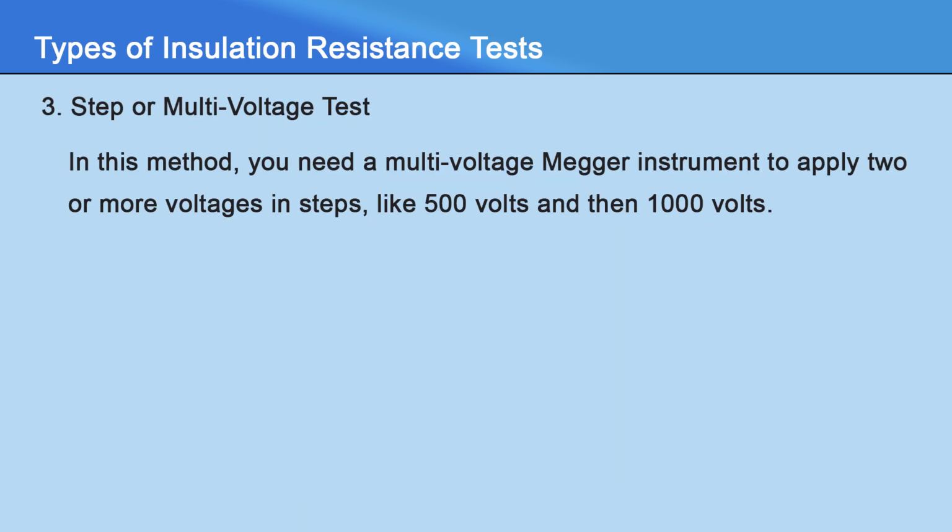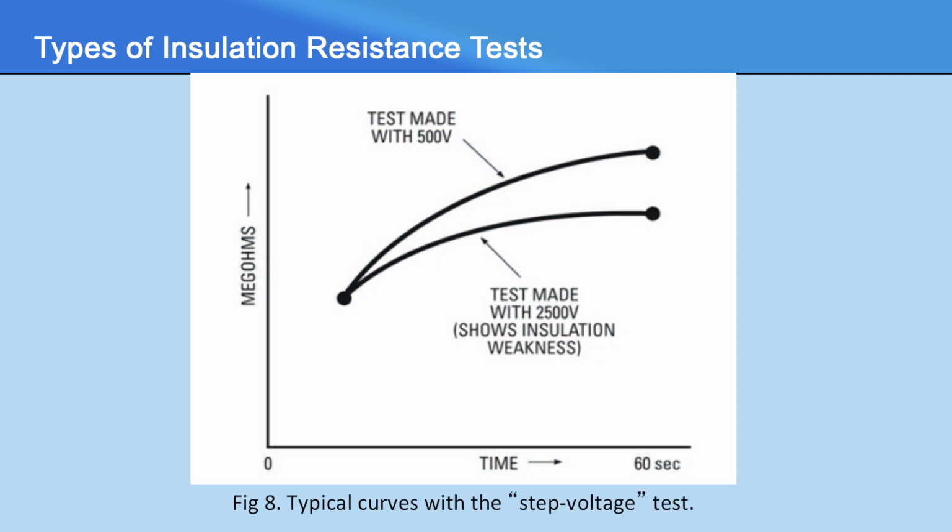Now the last method is the step or multi-voltage test. In this method, you need a multi-voltage Megger instrument to apply two or more voltages in steps, like 500 volts and then 1000 volts. Look for any reduction of insulation resistance at the higher voltage. If the resistance is lower, it is a sign of an insulation weakness that shows up only at the higher voltage.